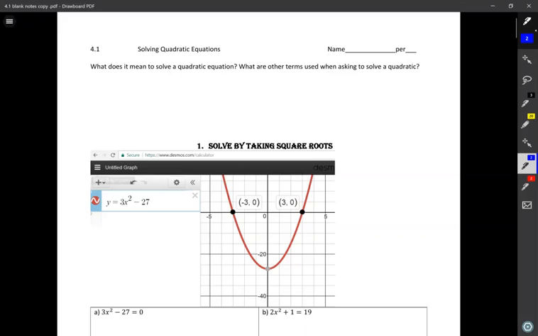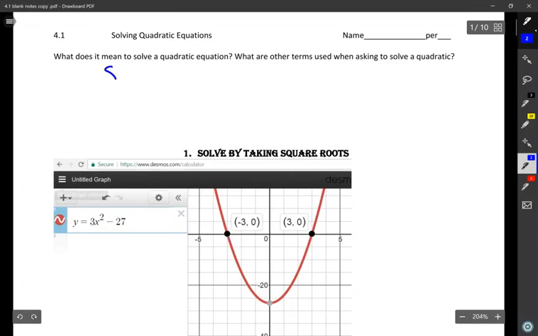All right, so today you're beginning lesson 4.1, which is the complete version of everything quadratics, the graphing and all the ways to solve. So some of this you'll know, some of this will be new. First question says, what does it mean to solve a quadratic? It means to get a solution. Well, what does a solution to a quadratic look like? Your solution is where it crosses the x-axis.